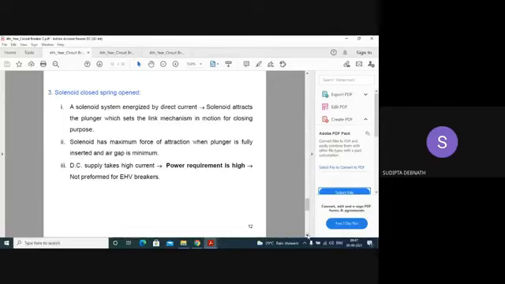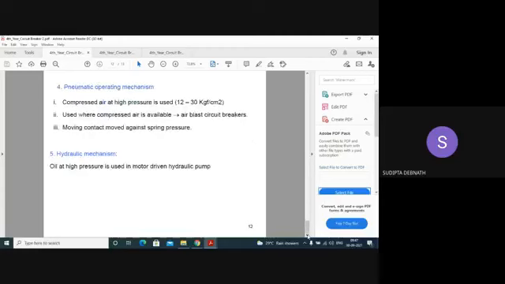Okay, so solenoid has maximum force of attraction when plunger is fully inserted and the air gap is minimum, because of that, that force will help to keep the moving contact in close contact with the fixed contact. Okay. And the opening operation is done by the spring action.